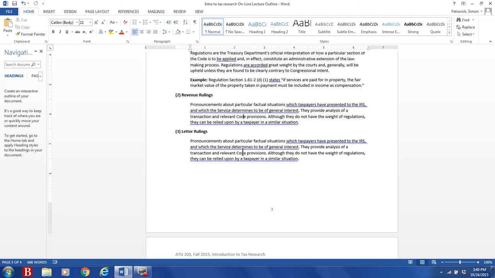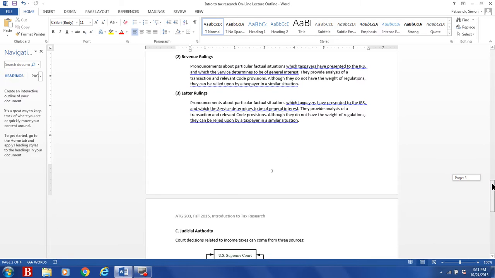Through the Freedom of Information Act, the IRS was forced to let the public know about those letter rulings, and so now private letter rulings are just made public. So if a taxpayer has a situation that relates to one of these forms of rulings, they can rely on the revenue rulings or the letter rulings to give them some guidance as to what to do.